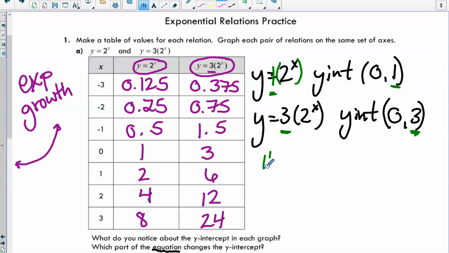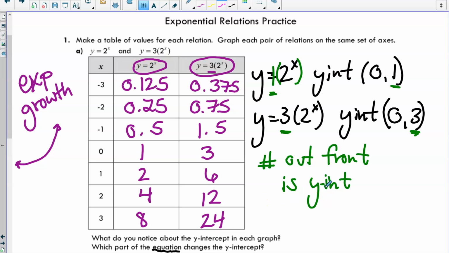Okay, so the number out front is the y-intercept. Alright, so now just looking at an equation, we should be able to determine what the y-intercept will be based on this information.